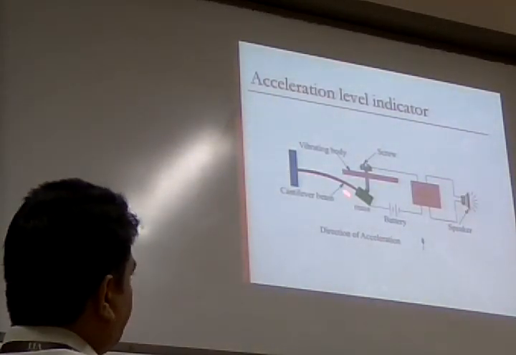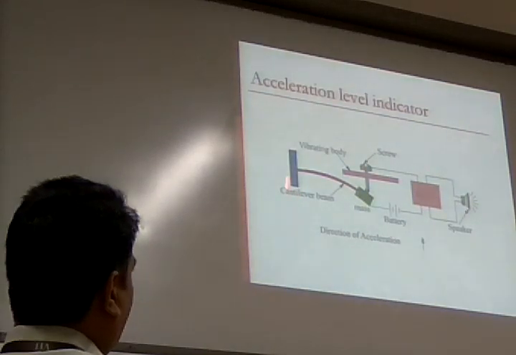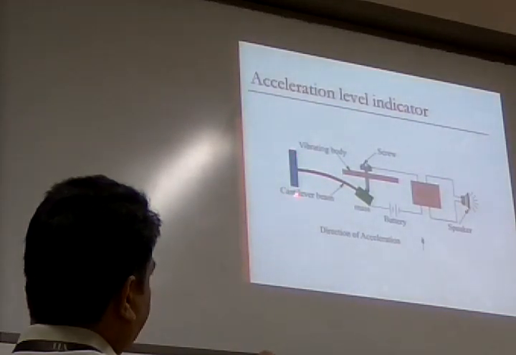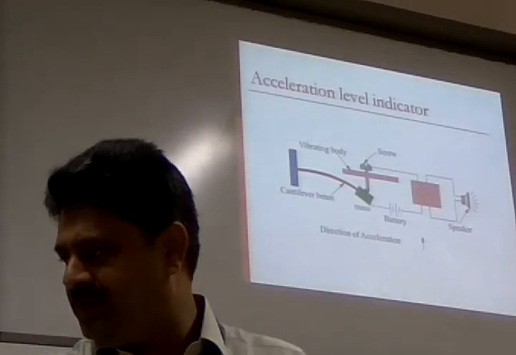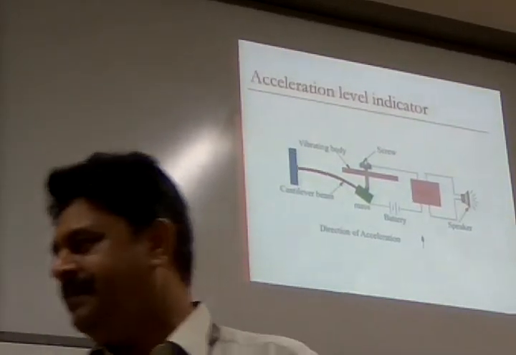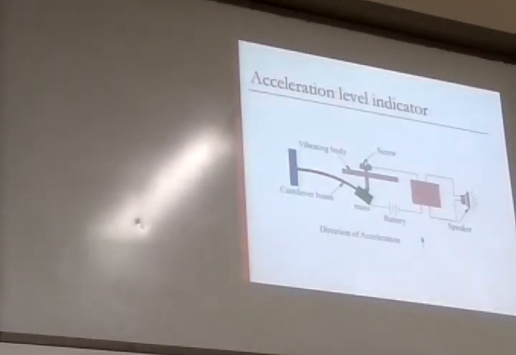Acceleration level indicator. This is the vibrating body. The body is only this much I have shown, in blue color. Actually, the body will be big. Maybe this is the vibrating body. Simply, the sensor will be placed here, stuck there.